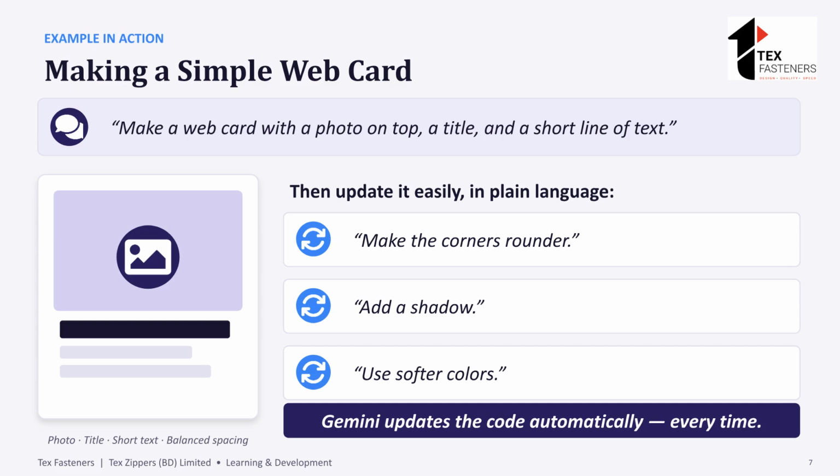Here's another simple example. You can ask Gemini, make a web card with a photo on top, a title, and a short line of text. Gemini can create the basic structure with balanced spacing. Then you can improve the design using simple instructions. For example, make the corners rounder, add a shadow, or use softer colors. You don't need to rewrite the code. Simply describe the change you want, and Gemini can update the code for you.